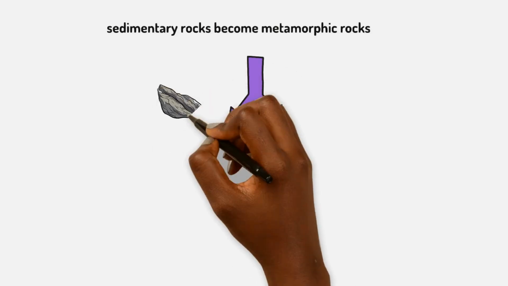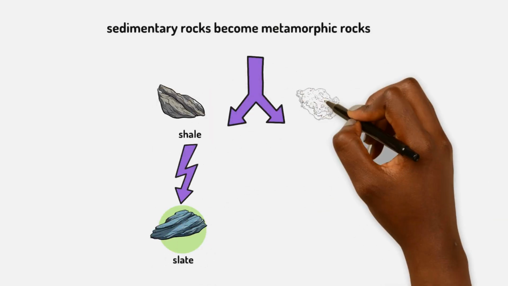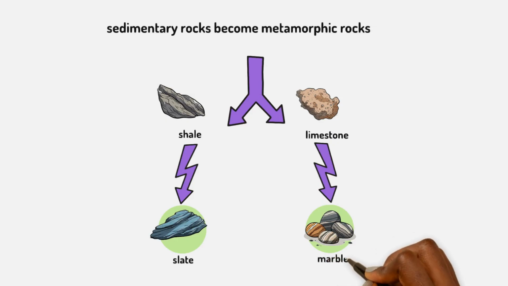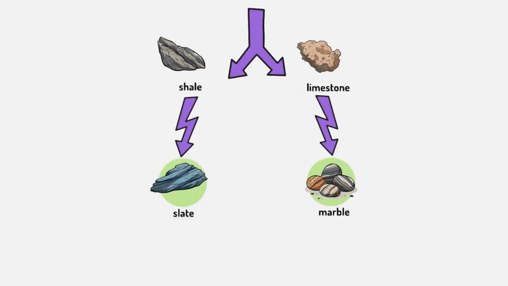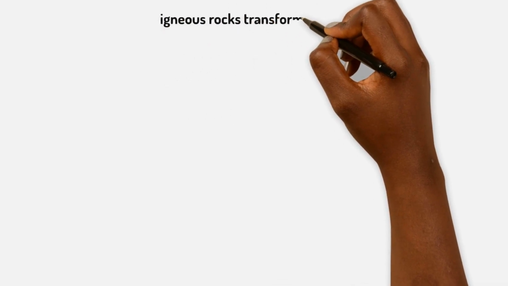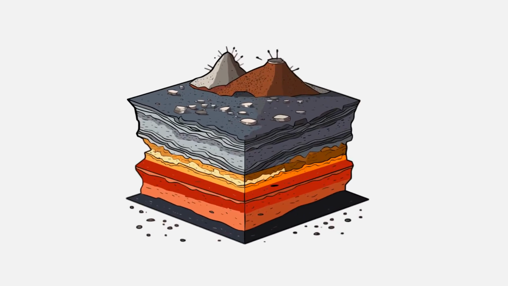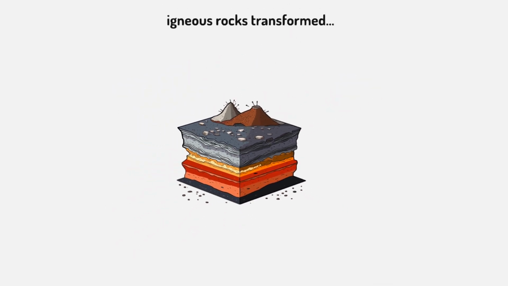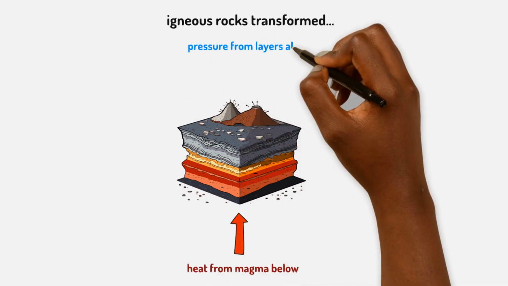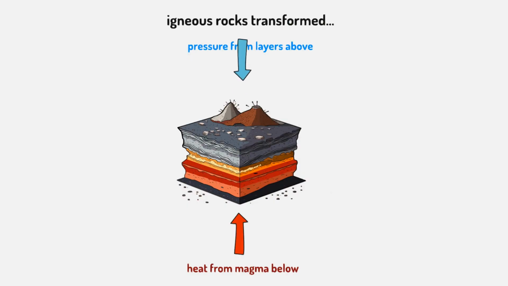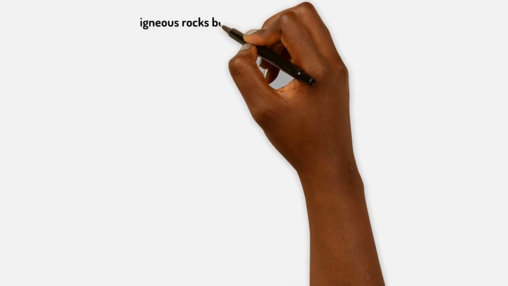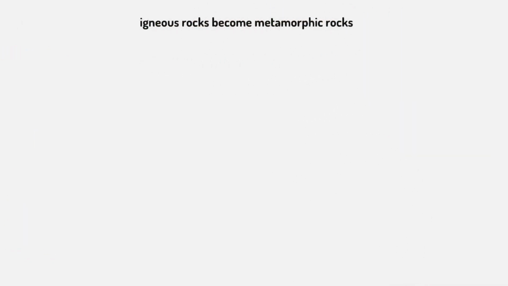Shale turns into slate, and limestone morphs into marble. But that's not the only story. Igneous rocks deep in the earth also have their own tale of transformation. When these igneous rocks experience heat and pressure, they too can morph or change. And you guessed it, they change into another kind of metamorphic rock.